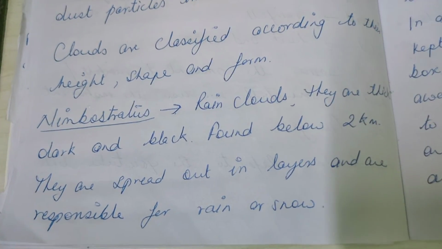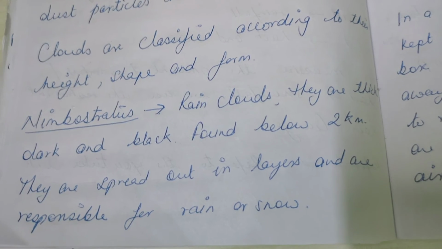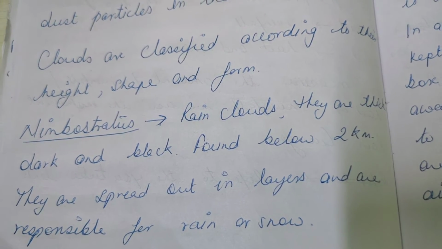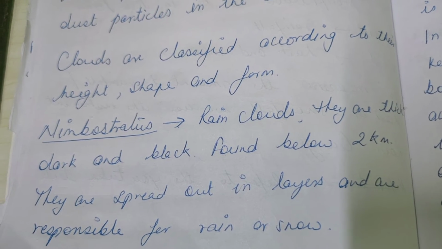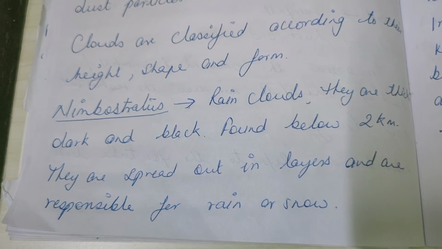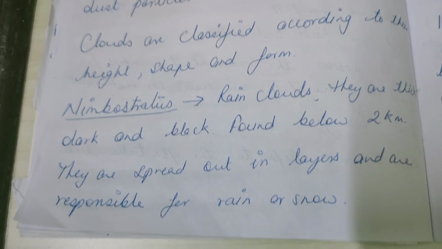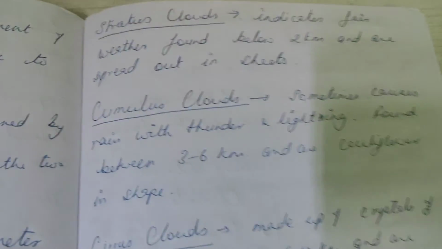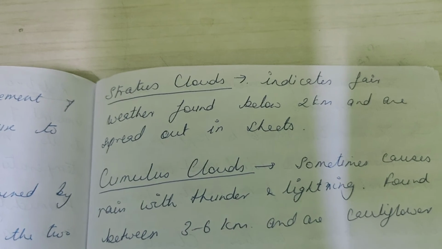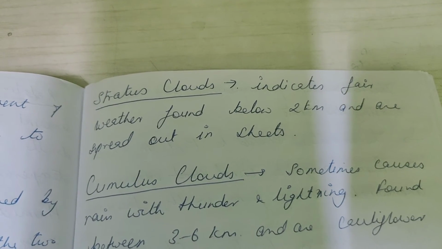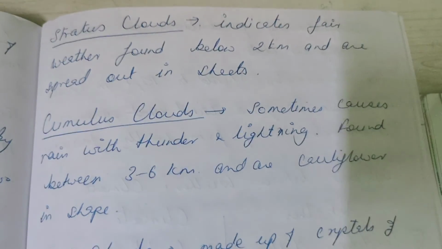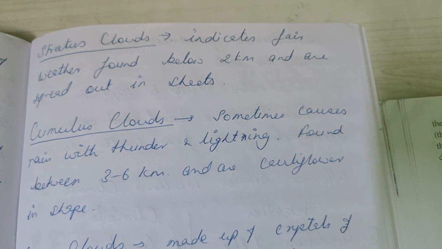One is called nimbostratus, which is definitely rain clouds. They will cause rain, and they are thick, dark and black. They are found just below 2 kilometers from the surface of the earth, and they spread out in layers and are responsible for rain or snow. The second type of cloud is stratus. It indicates fair weather. It is also found below 2 kilometers and is spread out in sheets. That means they do not cause any rainfall. They give a fair, pleasant weather.